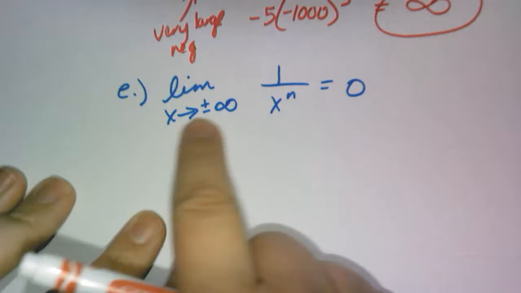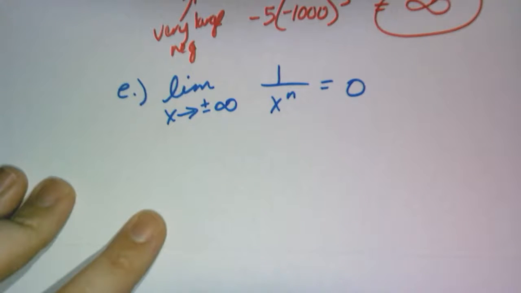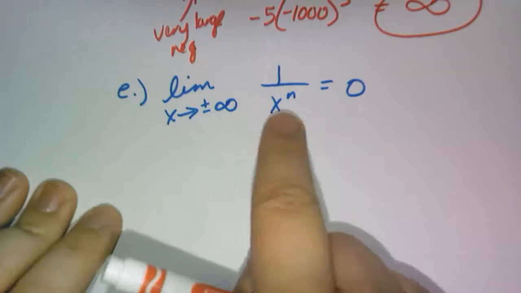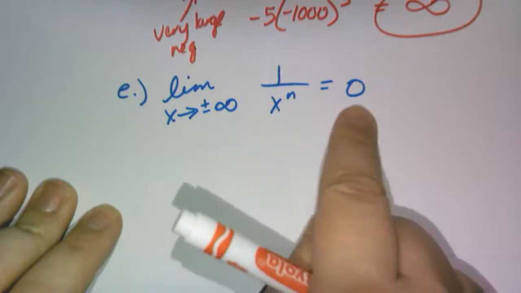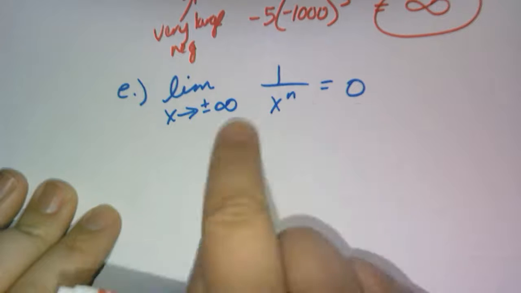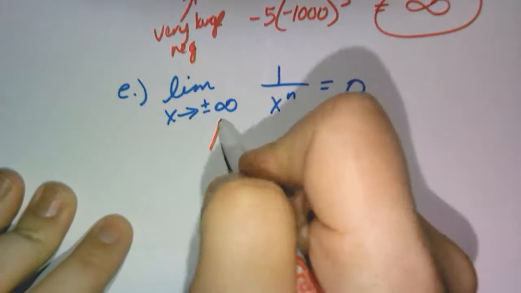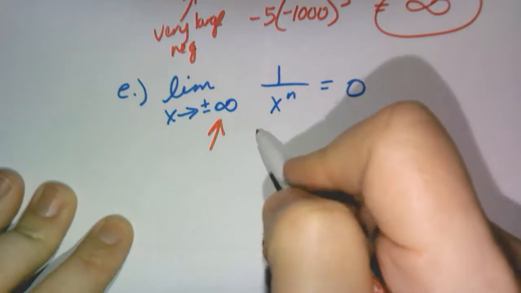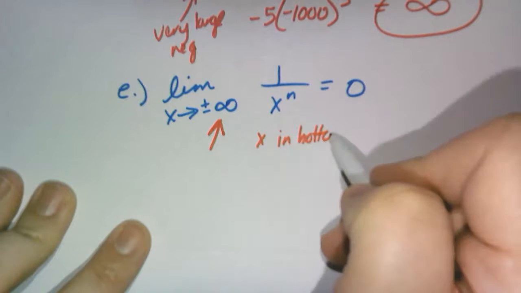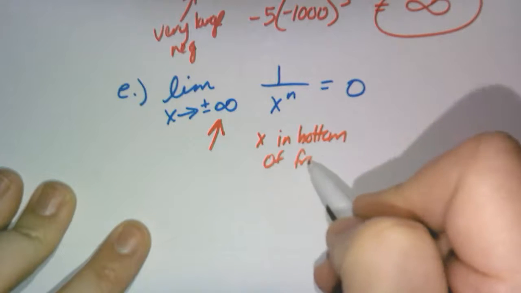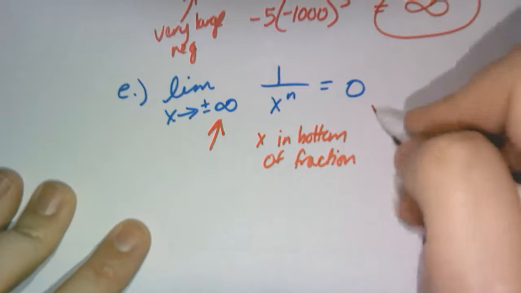The limit as x goes to positive or negative infinity, if you're left with an x in the bottom of a fraction, your limit is 0. Let me say that again. If you're going to infinity and you're left with an x in the bottom of the fraction, then your limit is 0.